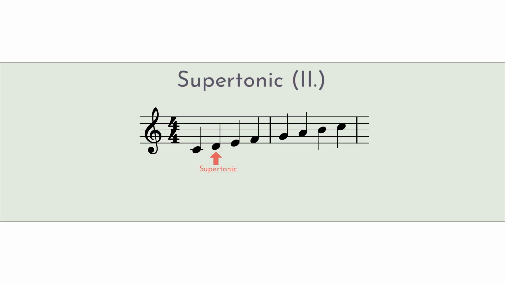The second degree is called the supertonic. In a major scale, it provides a smoother transition to another degree. In a minor scale, it creates tension and instability.